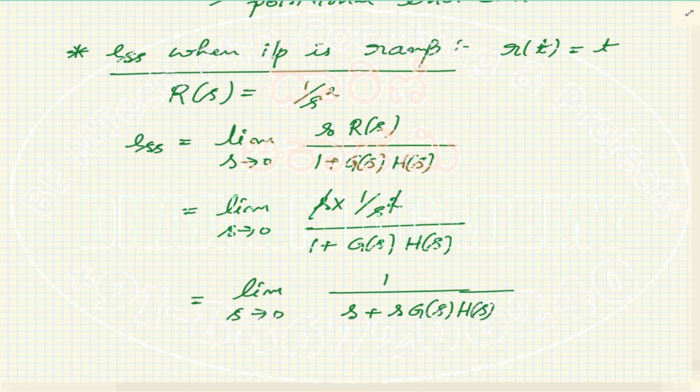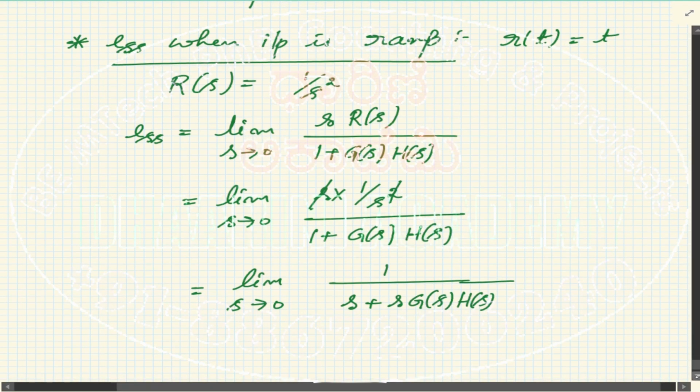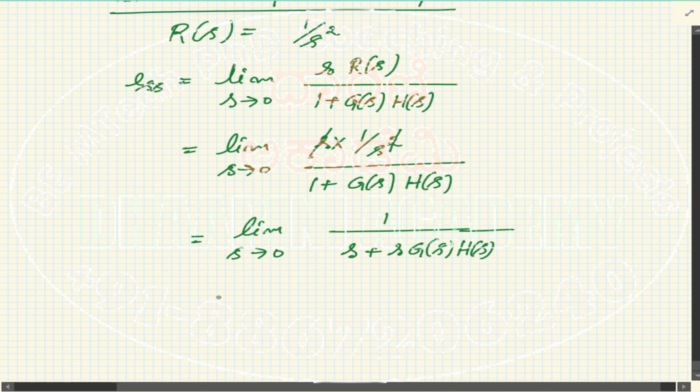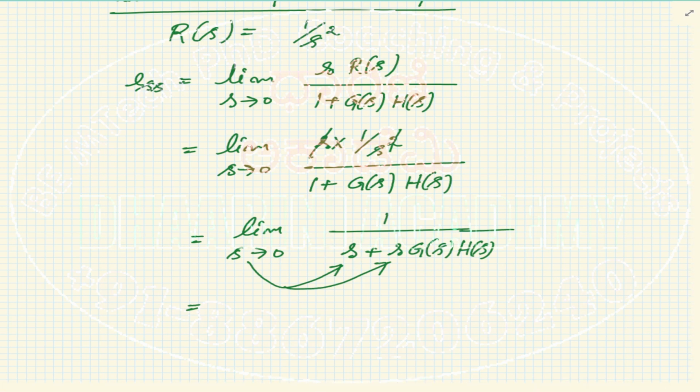Okay, fine. Now you see the limit goes to both terms in the denominator, right? But when I apply the limit s tends to 0, what is this part? 0, right? Because s is 0. But I cannot say that s into g of s into h of s becomes equal to 0, right?